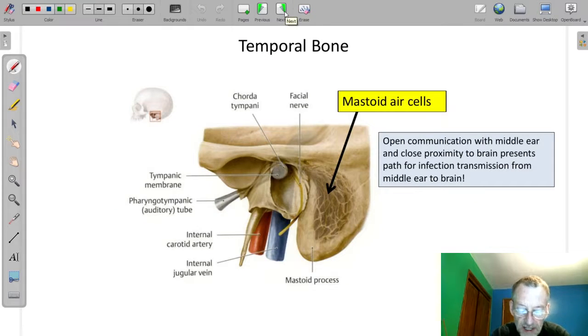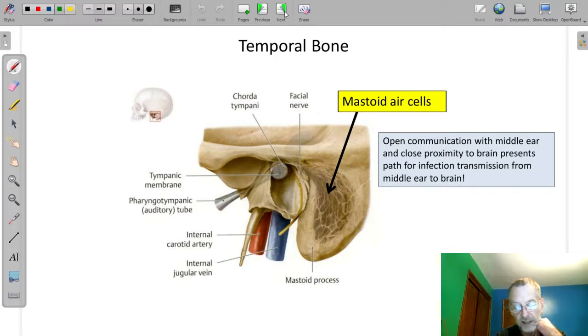And I believe this is the last, and we will talk about the TMJ in more detail later. And this is the last slide of the temporal bone that I want to discuss. Give me just a second here. Yeah, last slide of this lecture also.